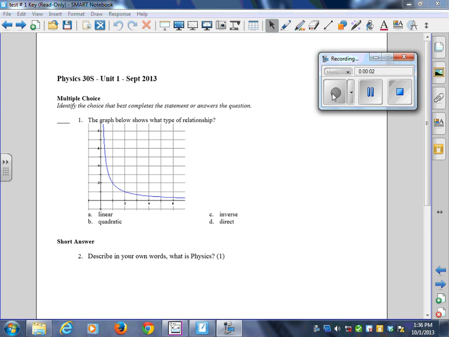Alrighty, so question number 1, multiple choice. By the way, there's a little blank there. That's the place for you to put the answer, if you wouldn't mind. Okay, it's easier to mark.